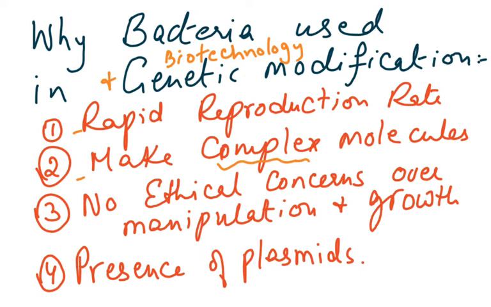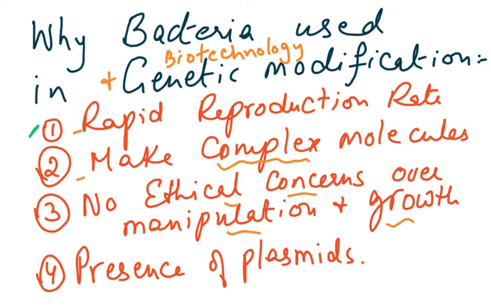Now, there are no ethical concerns over manipulation of growth. You see, as I'll talk to you later, when we used other animal products, then we had problems. There were religious and ethical issues. There were other issues, like people who are vegetarians would not take any animal products. And the fourth, now these are four points which everybody must remember.